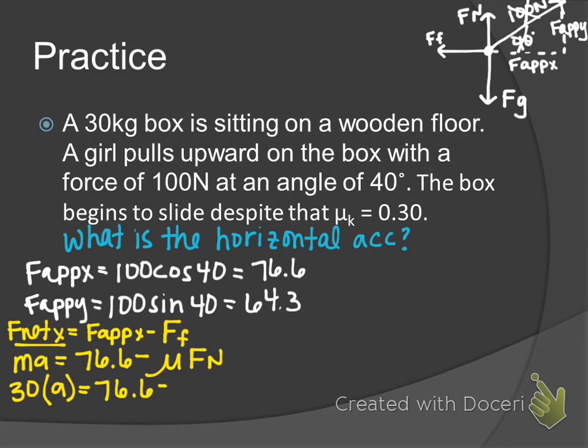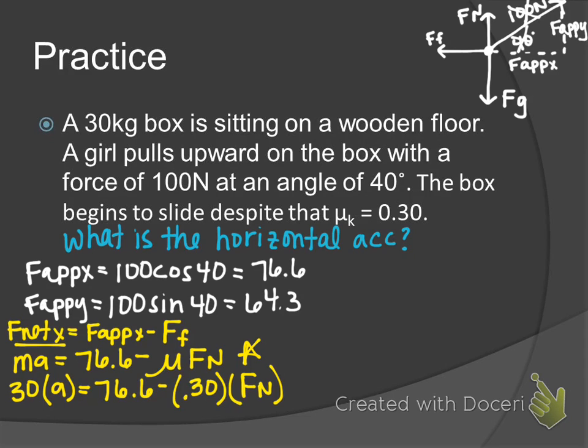We know what mu is, 0.30. Do we know the normal force yet? We don't know that yet. So that's going to be our next step, to solve for that normal force. Okay? Now is where it gets a little bit tricky. Are the normal force and the gravitational force going to equal each other in this case? No, they're not, because those aren't the only two vertical forces acting. So we have to take another extra step to solve for our normal force.